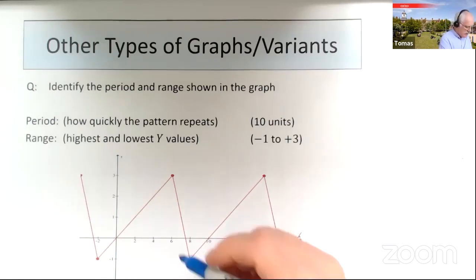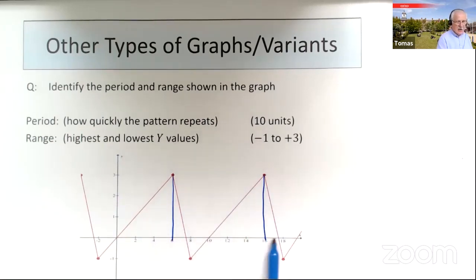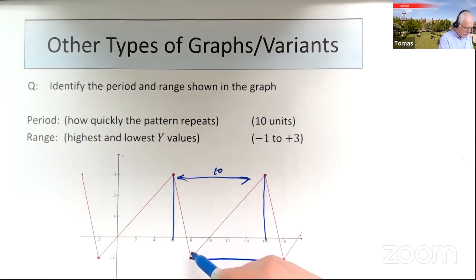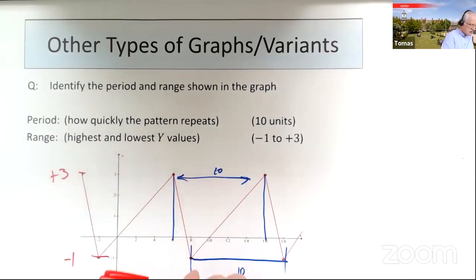So what I do here is I take a high point and a high point, and I say, how far apart are they? And this is the value 6, this is 16, that's a gap of 10. You could have picked the lowest points there and there, and they'd have been 10 apart as well. So it repeats every 10 units. What's its highest and lowest value? -1 and +3. You just look at the y values. So you read it from the graph.